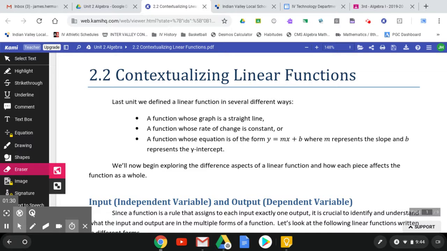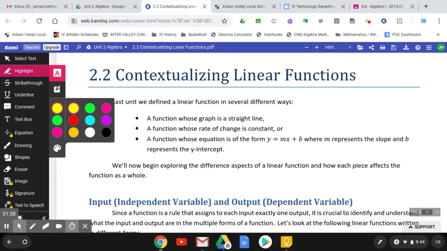All right. Let's quickly look at some of the things that you highlighted. Just want to quickly see what you got out of your reading from last night. I want to go with yellow. Okay, so quickly, first things you highlighted right there.